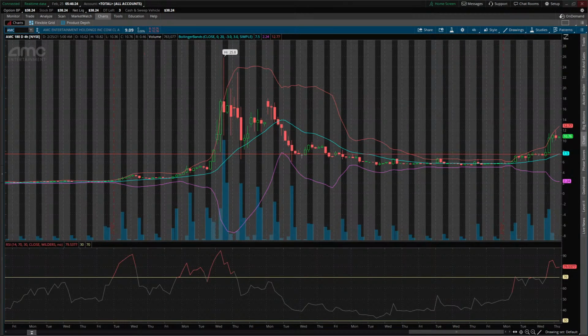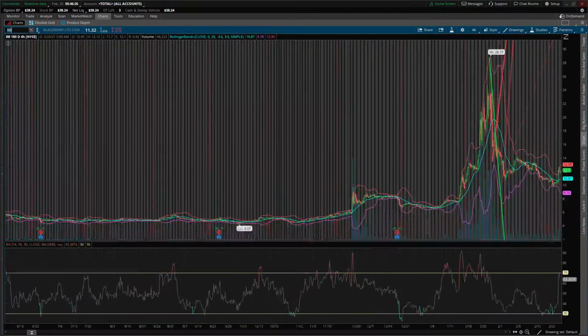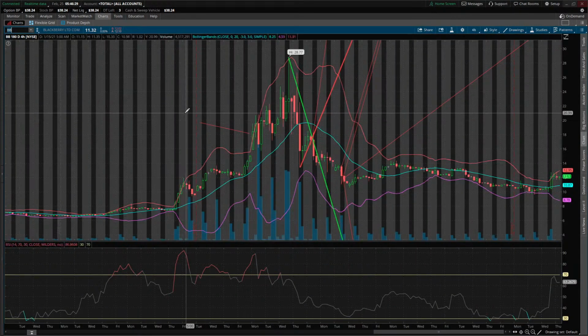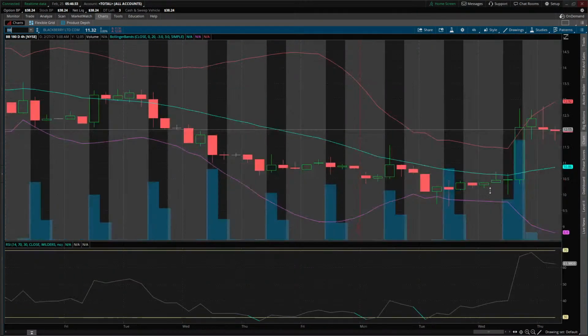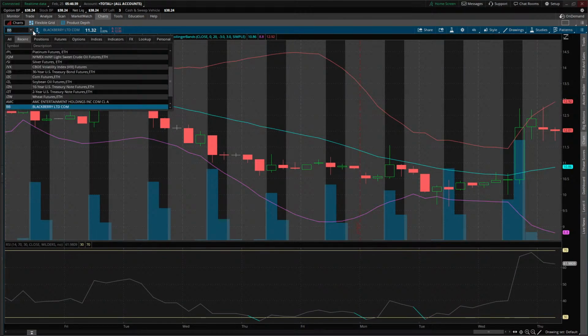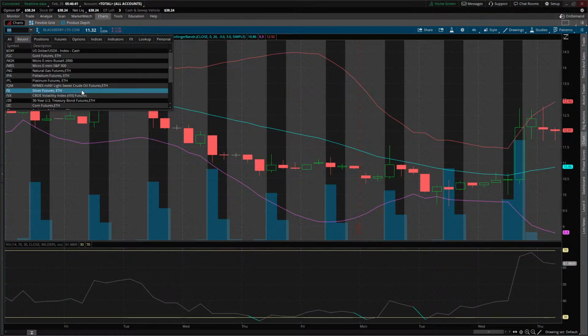And it even happened with BlackBerry. Not as much of a Bollinger Band squeeze. It looks as though this went up in sympathy with the other two. All right. That's my tale of woe.